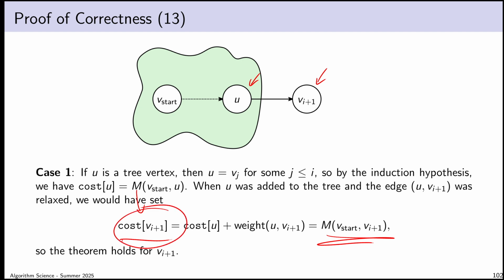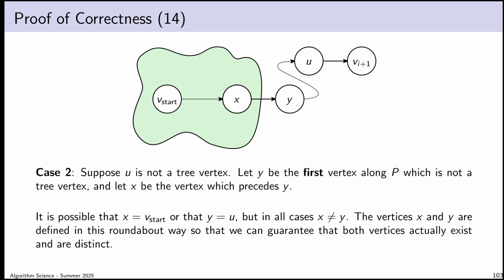That's case 1. As I said earlier, case 1 is the natural case. That's how we expect the algorithm to work. The path that we discover is the one that goes up to something in the tree and then takes one step outside of the tree. But we haven't actually proven that, so we have to allow for a case 2, which is the situation where vertex u is not in the tree.